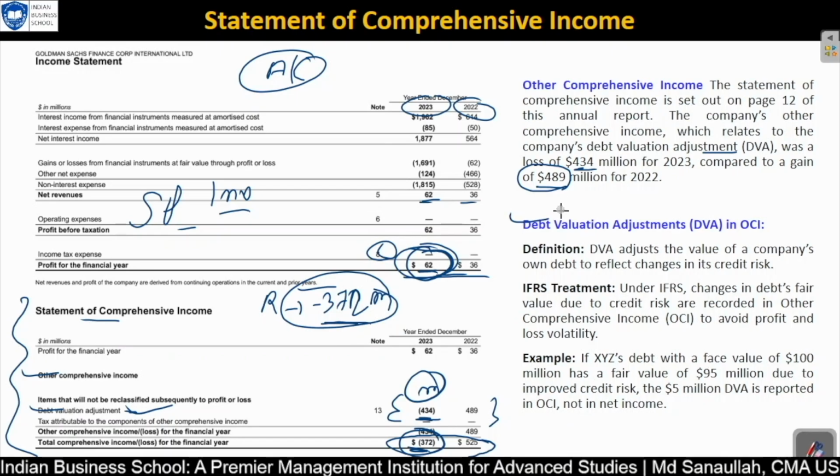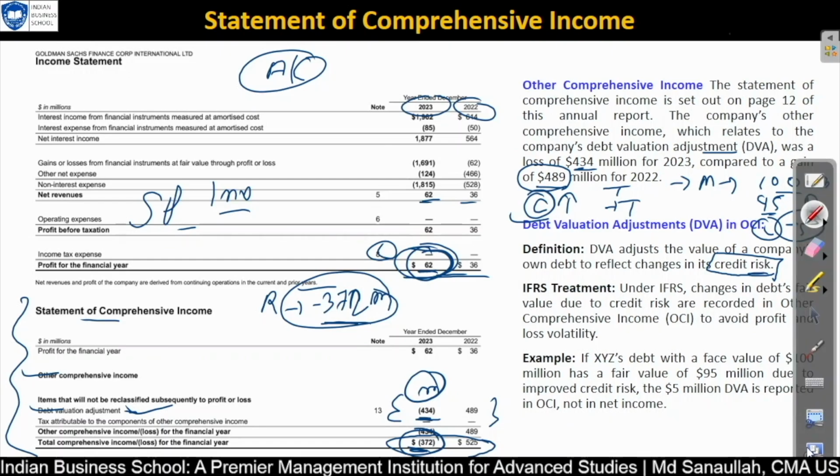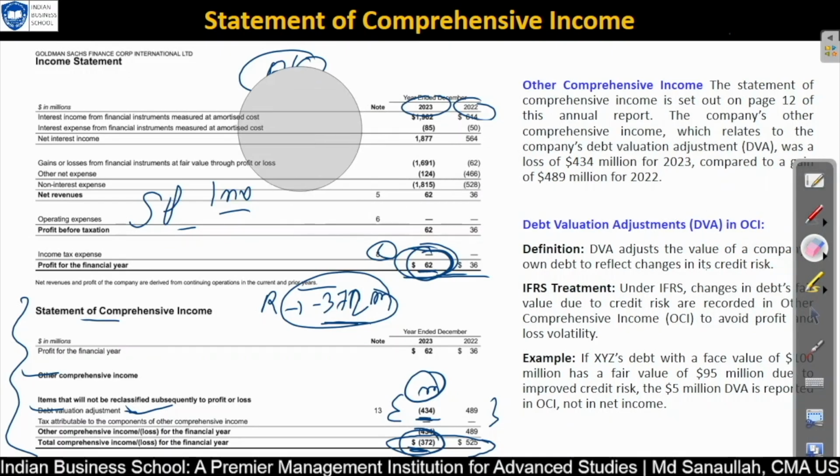Okay. What is debt valuation adjustment in OCI? DVA adjusts the value of the company's own debt to reflect changes in credit risk. Whenever you issue a particular amount of debt in the market, it might be issued at 100 million, so the same value will be there at that time. After some time, if the value has dropped to 95 because of credit risk, in those cases your value will go down. That is why, if you recognize this, you will have to book 5 million as a loss of your money. That is not our topic right now, otherwise I would have explained this to you in detail.